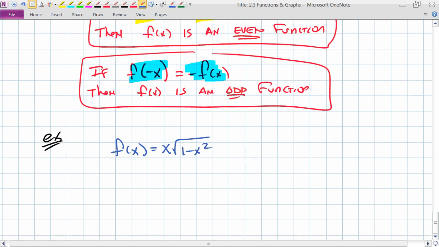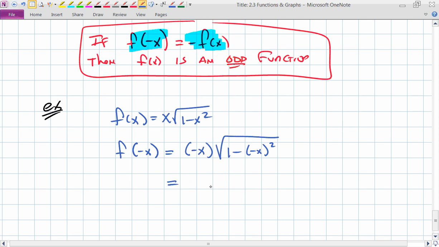All right, is this an even function? Is this an odd function? Or is this a neither? Which one is this? So here we go. We're going to check, well, what is f of negative x? Well, that literally means replace every x with a negative x. So 1 minus negative x quantity squared. So that's negative x times the square root of 1 minus x squared. All right, now compare. Are these the same thing? No, they're not the same thing. So it's not even.